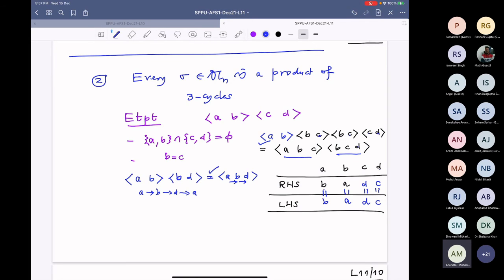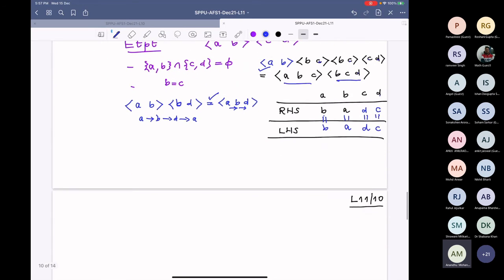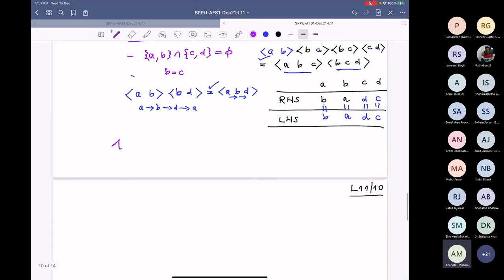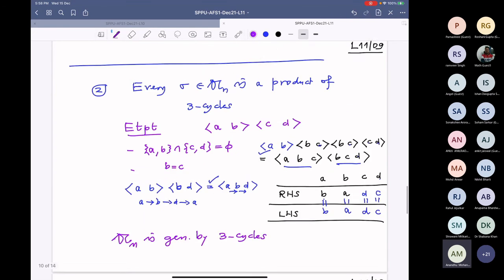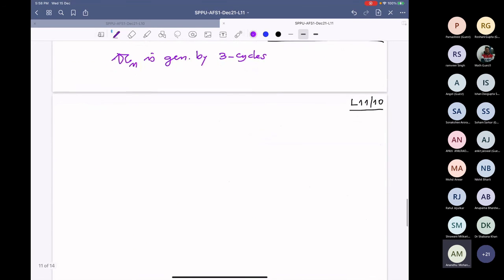Therefore, we have written every even permutation as a product of 3 cycles. That means this group AN is generated by 3 cycles. All right. So in other words, AN is generated by 3 cycles. All right. The next observation, third.